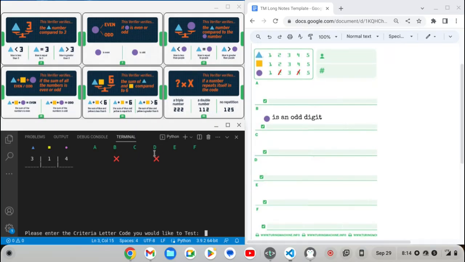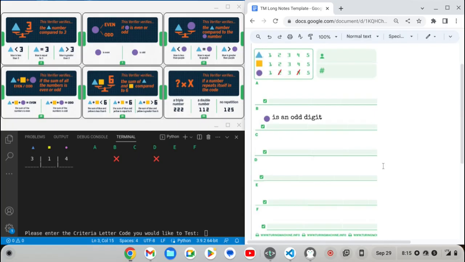Okay, so again, the Turing Machine does not approve. Notice that in criteria card D, we are adding all the digits together. So let's go ahead and do that. So 3 plus 1 is 4. 4 plus 4 is 8. That is an even quantity. But again, since the Turing Machine does not approve of that, it's letting us know that the sum of the 3 digits needs to be odd. So let's go ahead and type that up in our notes in section D.